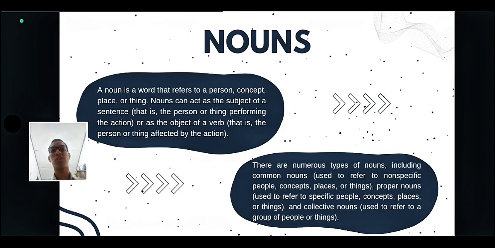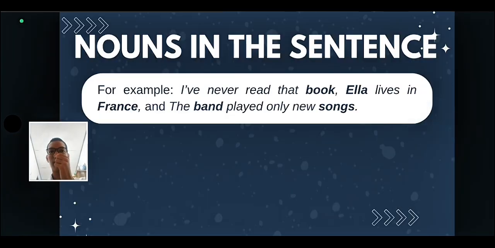First, I have nouns. A noun is a word that refers to a person, concept, place, or thing. Nouns can act as a subject of a sentence or as an object of a verb. There are numerous types of nouns, including common nouns, proper nouns, and collective nouns. For example, in the sentences: I have never read that book. Ella lives in France, and the band played only new songs.